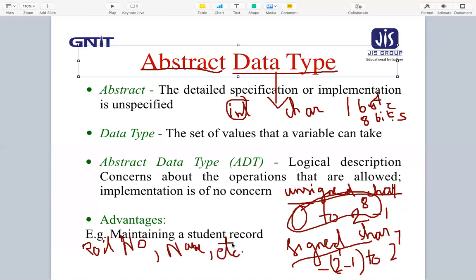Now you see, roll number, name, etc. Now, if we want to implement it in terms of array, and initially we started with maybe 100 students, and as the number of students increases day by day, this length also has to be increased. What is the problem with that?